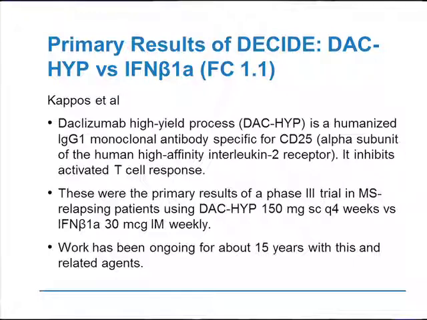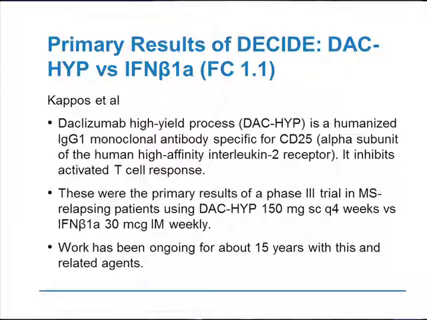And so these were the primary results of a phase 3 trial. There have been a number of phase 2 trials. There's a large phase 3 trial in MS relapsing patients. They randomized to daclizumab HYP 150 milligrams sub-Q every 4 weeks versus the standard interferon beta 1A 30 micrograms weekly.